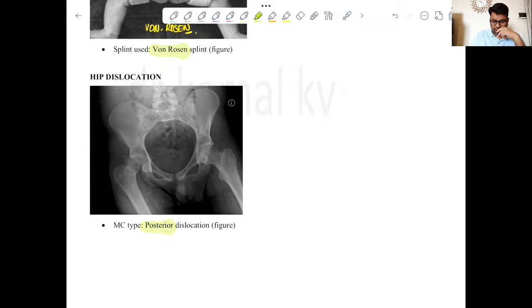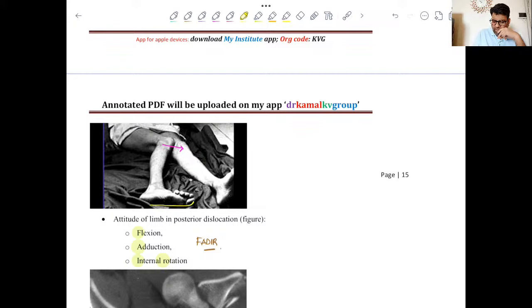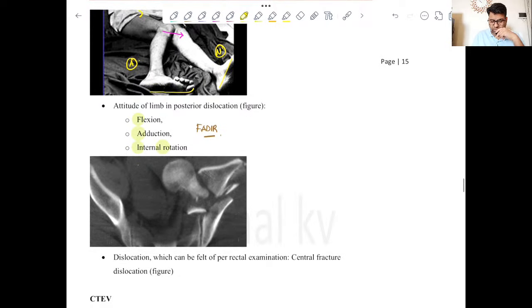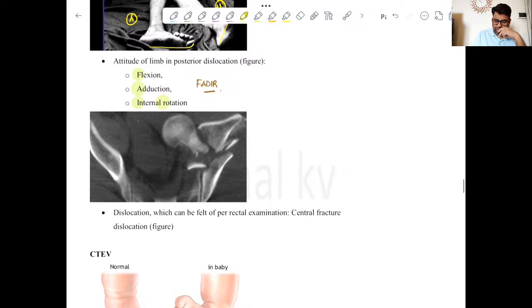So you can classically see the affected knee is touching the opposite knee, then the medial border of the foot is touching the couch. Look at the normal medial border. So this is normal, of course, this is affected or injured, right? And you can see the flexion. So flexion, adduction, internal rotation, that is what FADIR deformity is for posterior hip dislocation. Sometimes the head of femur can perforate through the acetabulum and lie within the pelvic cavity. Such a fracture is known as central fracture dislocation, and if we do a per rectal examination, we can feel the head of femur.